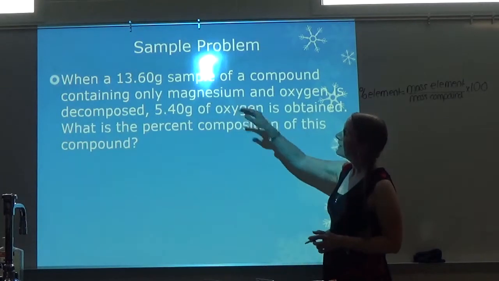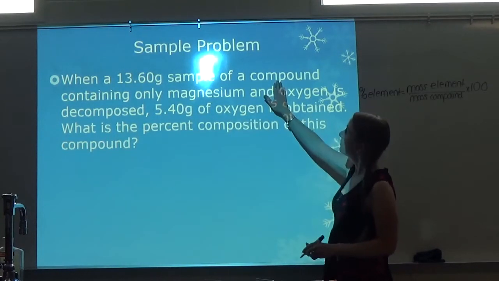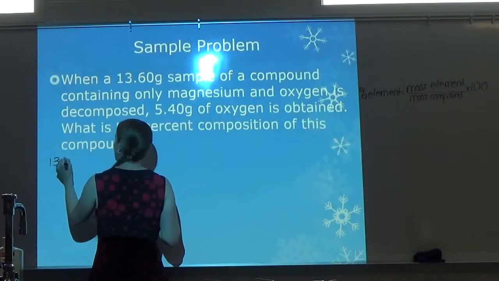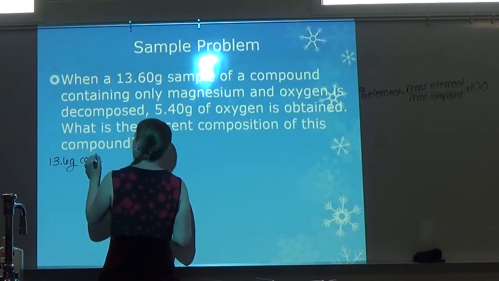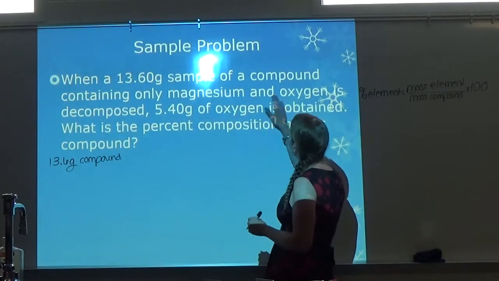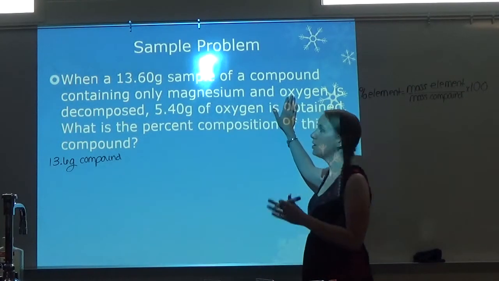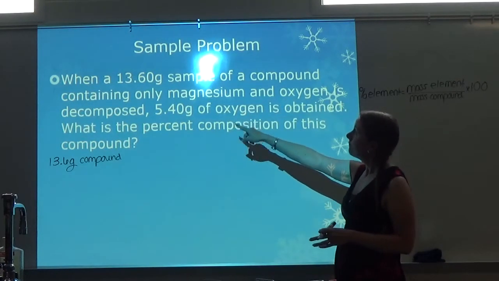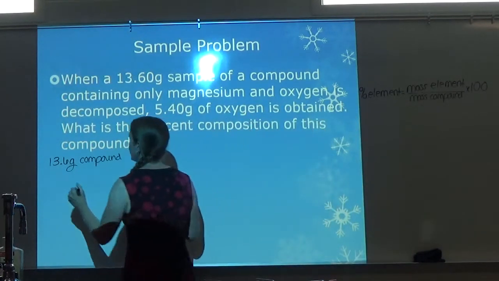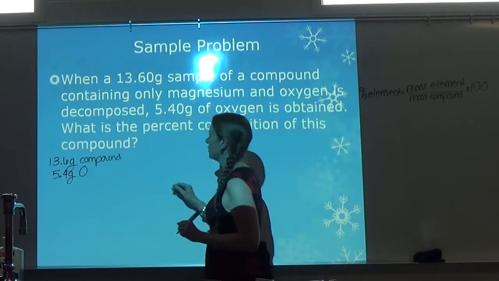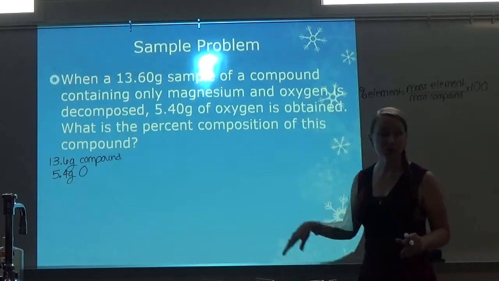So this says when a 13.6 gram sample of a compound, so I know I have the whole compound, containing only magnesium and oxygen, so I know it only has magnesium and oxygen, is decomposed, 5.4 grams of oxygen is obtained. So I know 5.4 grams of this is oxygen. What is the percent composition of the compound?